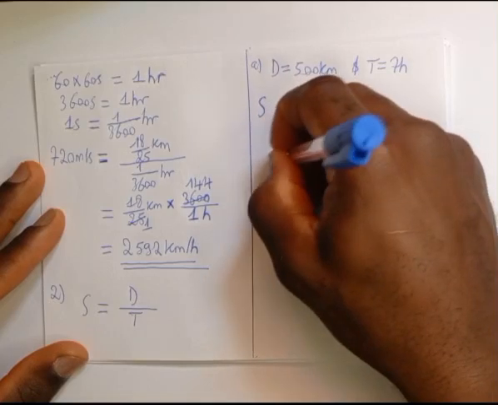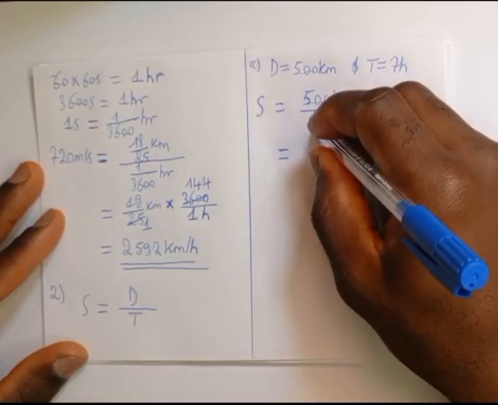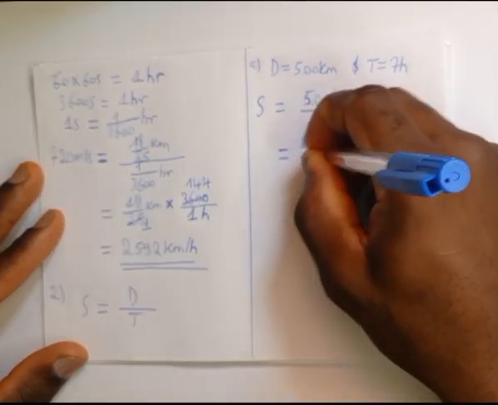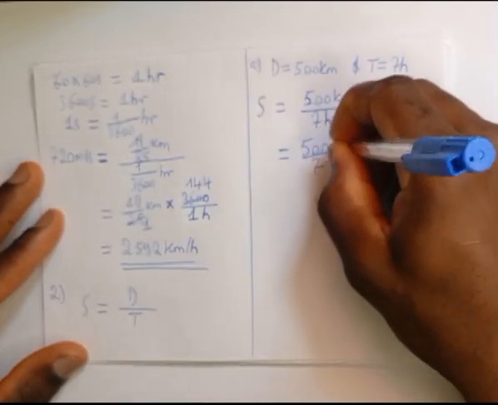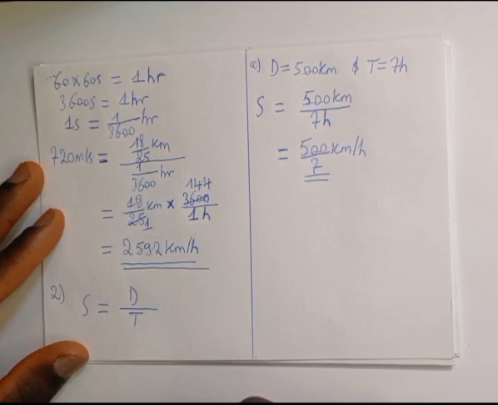And this will simply be equal to, we are going to leave the speed as an improper fraction, since 7 is not a factor of 500. This will give us 500 all over 7 kilometers per hour. This is the speed of the body.